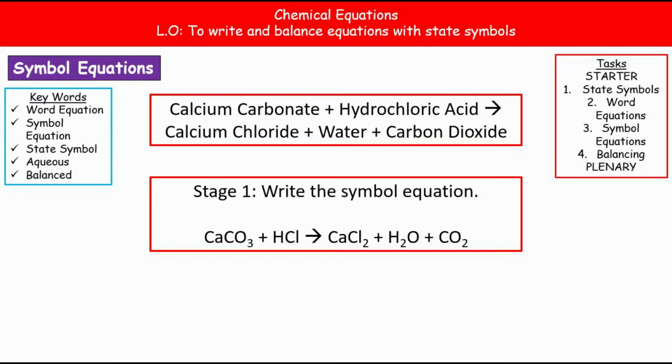So the first thing we do is we look at the chemical names and we change them for their formulas. So calcium carbonate is CaCO3 plus hydrochloric acid, HCl, makes, our little arrow there, calcium chloride, CaCl2, plus water, which is H2O, plus carbon dioxide, which is CO2. So that's the first stage. Write that down for me in your books, and then we'll move on to stage 2.